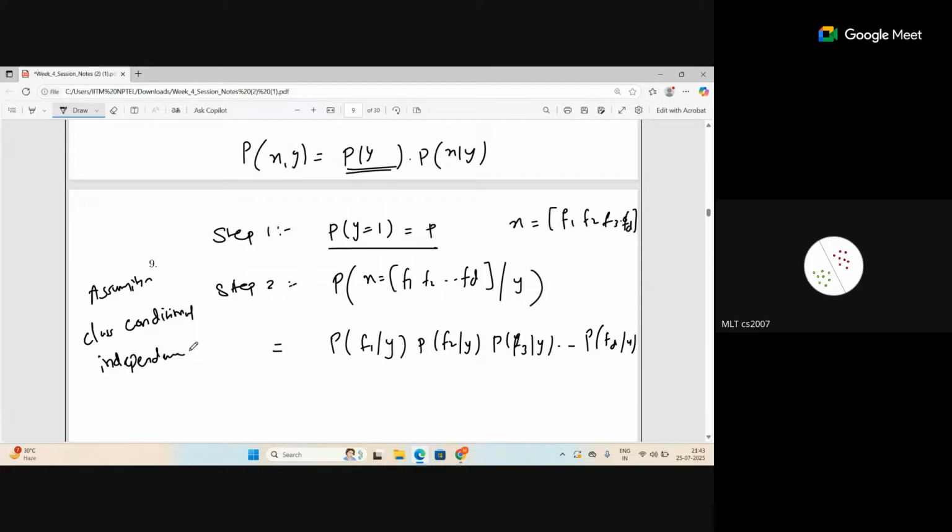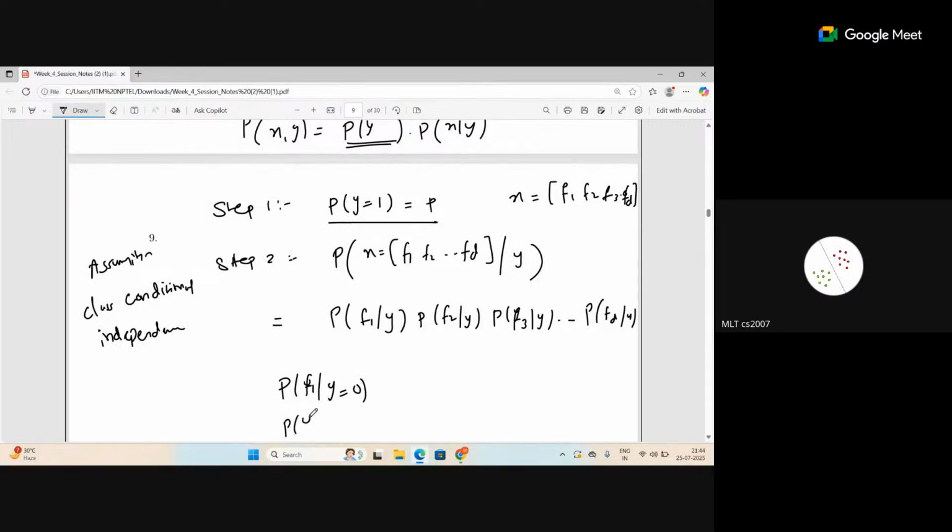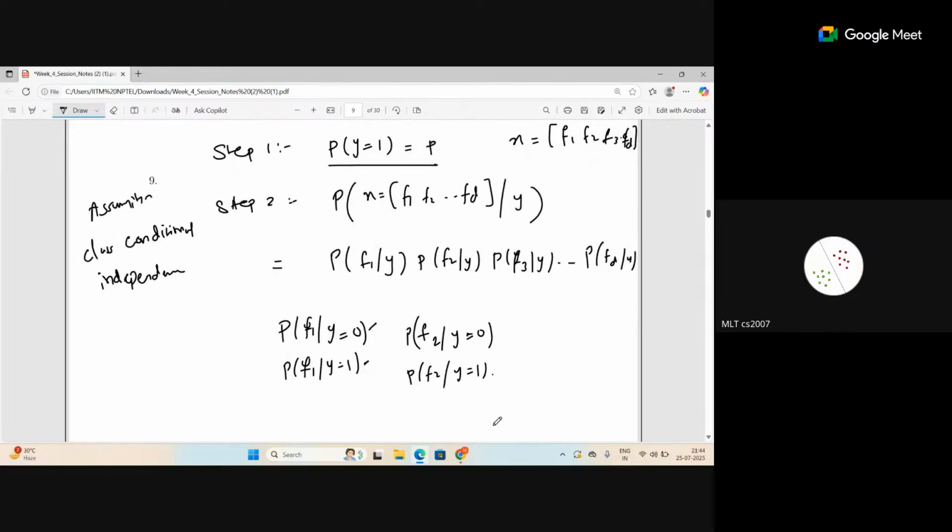First of all, conditional independence means this is a conditional density, right? Can I say that this probability of f1 given y equal to 0 is different, and there is another probability of f1 given y equal to 1? And there is another feature, let's say probability of f2 given y equal to 0 and probability of f2 given y equal to 1. Are these the same or different? Different. What about this one and this one? All four are different.